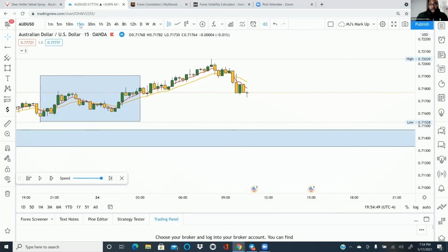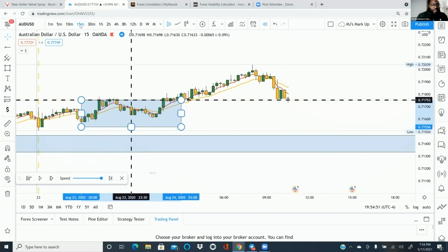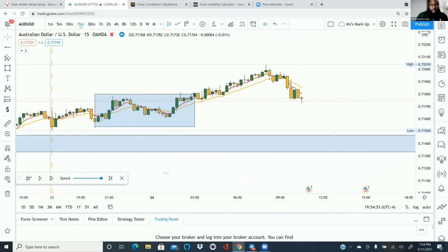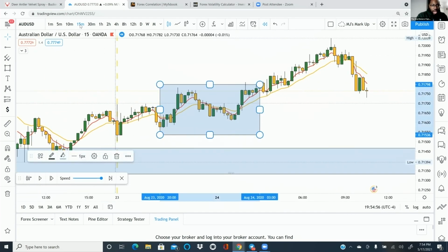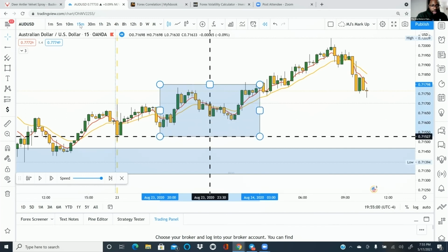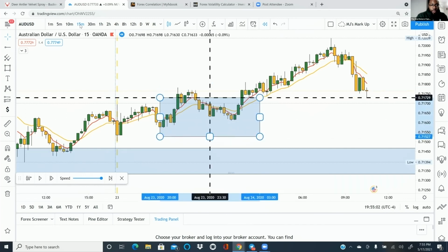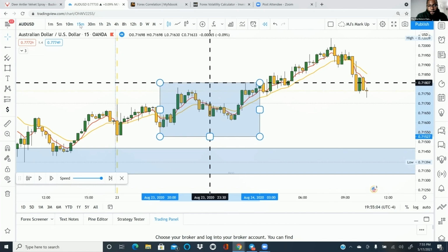Okay, so now all I want to do here is see if I have my Asian range properly boxed in, right? So I box in my Asian range. This is all a part of what I do every single day when I'm looking for a setup. So I'm boxing my Asian range, okay?